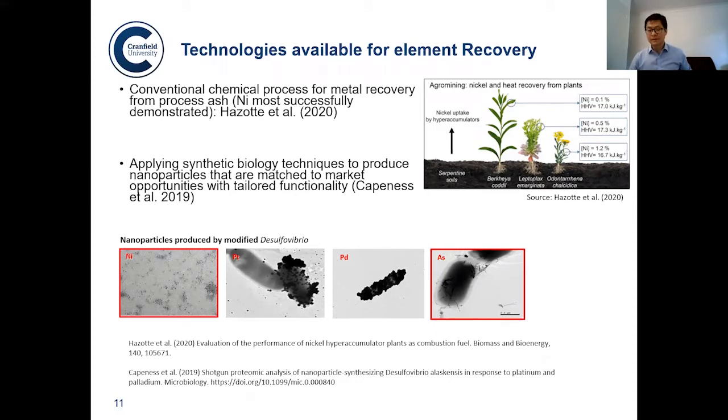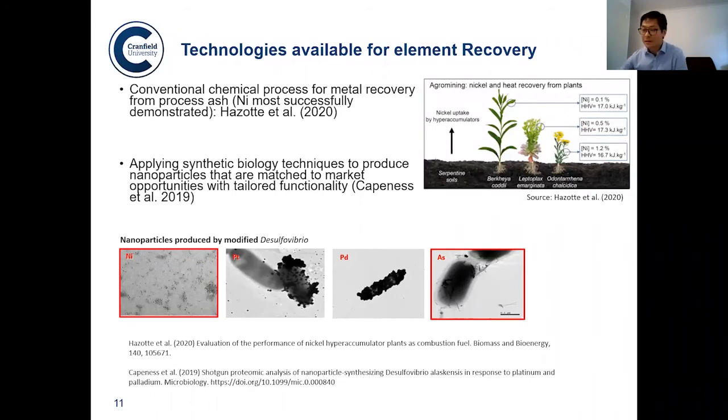There's a famous French group based in University of Lorraine, and they are specialized in wet chemical process to recover metal from phytoremediation biomass. And more interestingly, we have been collaborating with a synthetic biology group in Edinburgh in a previous project. So what we propose in this project is to use a synthetic biology method using a genetically modified sulfate reduction bacteria. That particular type of bacteria can produce nanoparticles with certain specific functionalities from the treated process ash coming from the bioenergy production process.